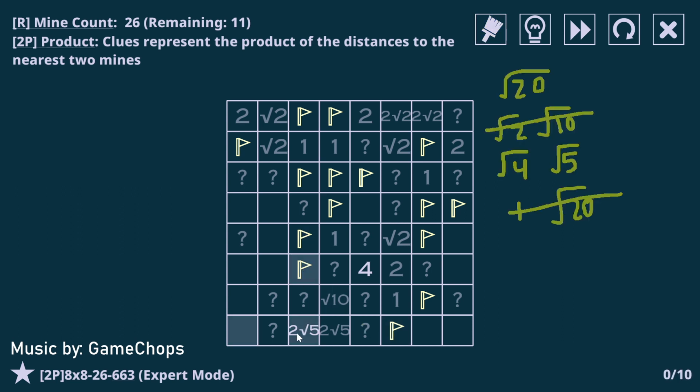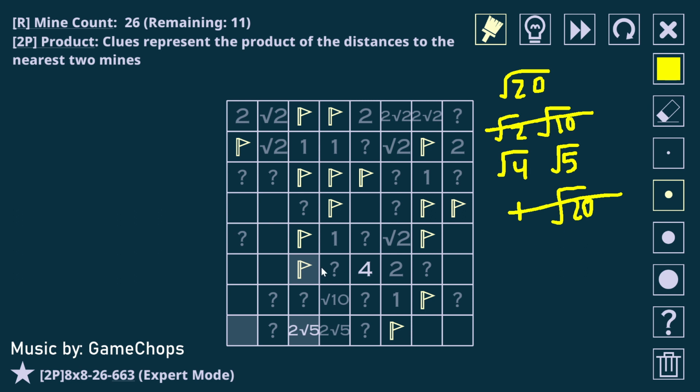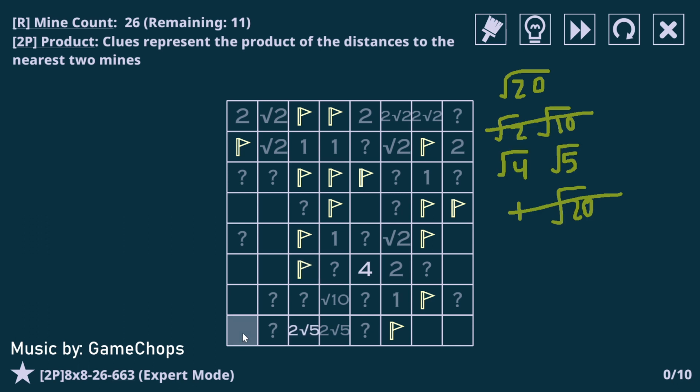This 2 root 5, again, can't be 2 root 10 because it's something that's 2 away. It must be root 4 root 5, which means that this can't be mine. One of these are mines. This 2 now can't be root 2 times root 2. I keep... Yeah, it's weird. But anyway, it must therefore be 1 times 2. Therefore, that has to be a mine, that has to be a mine.